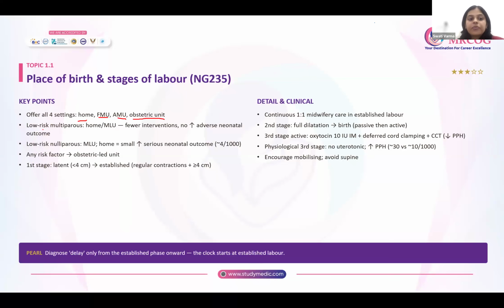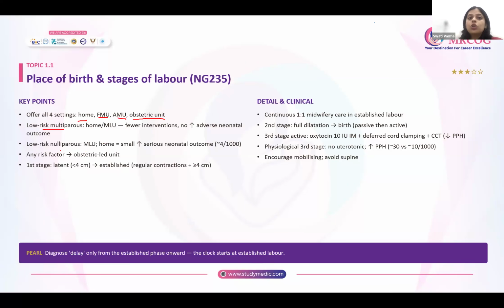If any lady is low risk multiparous, then she can be safely allowed to deliver at home or in a midwifery-led unit, depending on her choice. A talk is done, she is explained about the benefits and risks and all the facilities, and then she is free to decide whether she wishes to deliver at home or in a midwifery-led unit. What is good in these places as compared to the obstetric unit is that they face fewer interventions, and as such there is no significant increase in adverse neonatal outcomes.